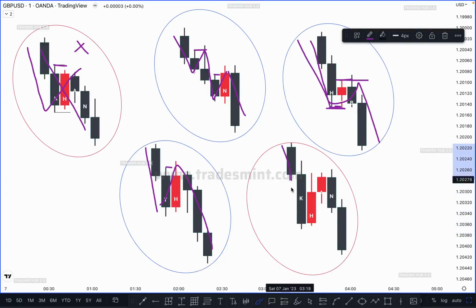In the next diagram, this K candle high is here and low is here, and if anything happens between this K candle high or low, this is not a valid pullback until it takes out the previous candle high.